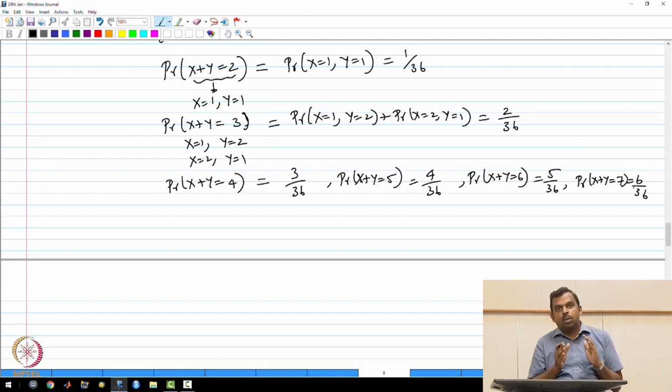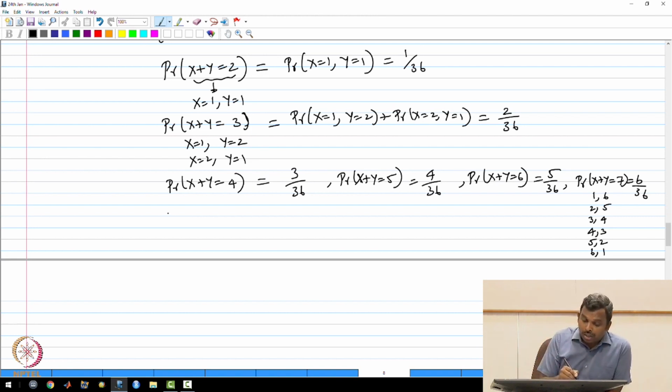Did I get that right? Yeah, so I'm sorry. Let me repeat this. For X plus Y equal to 7, you have the maximum possibilities: 1, 6; 2, 5; 3, 4; 4, 3; 5, 2; 6, 1. So these are the 6 possibilities for X plus Y equal to 7.